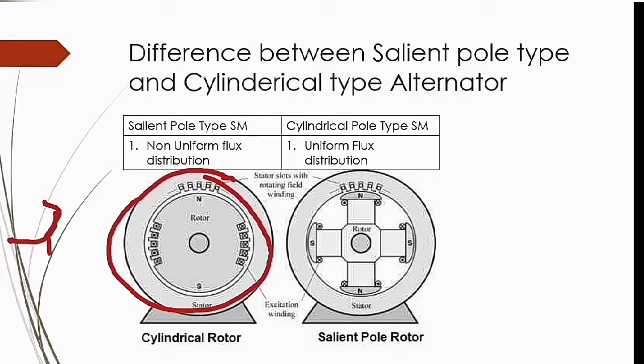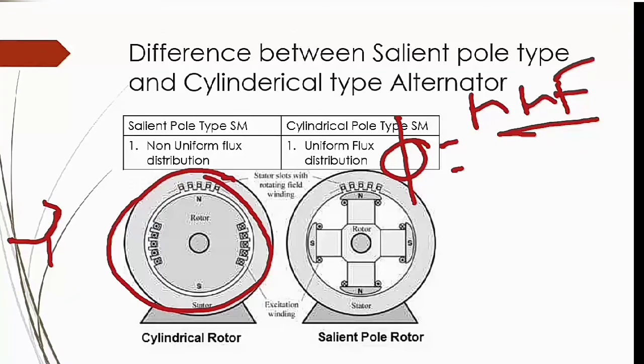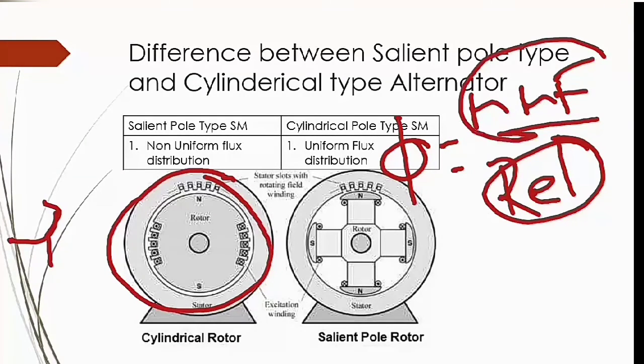Here in the cylindrical rotor the flux is almost constant because the reluctance is constant. For constant flux, phi equals mmf upon reluctance. Here the reluctance is constant, and for a constant load the mmf is also constant, so the flux is also constant.